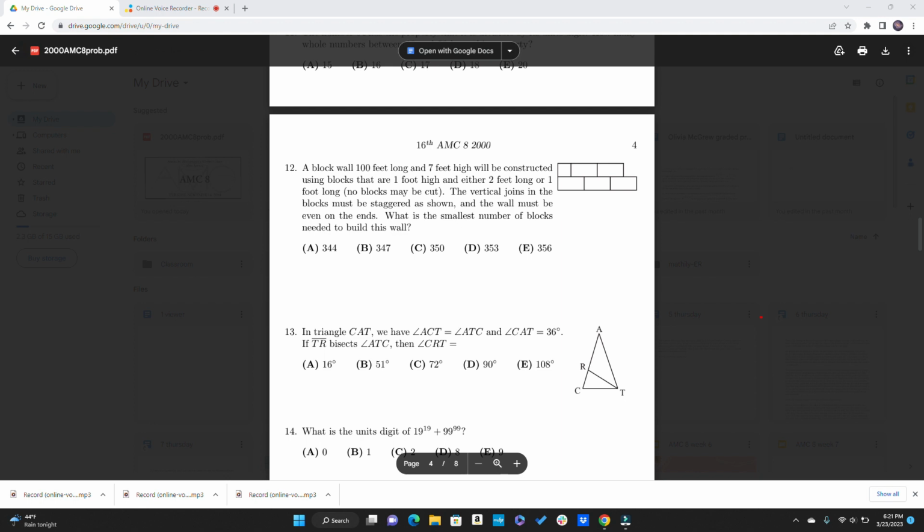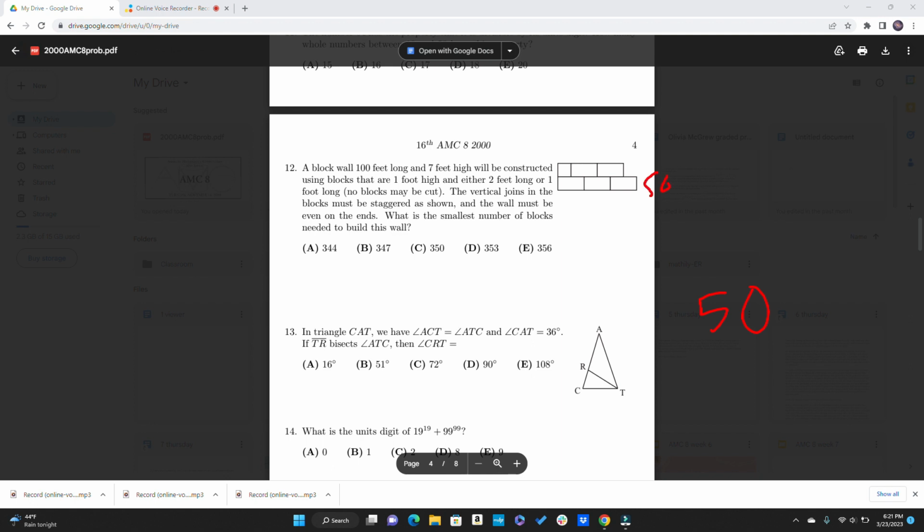So let's say the bottom one uses only the big blocks, right? So those are 2 feet long, and we want a wall that's 100 feet long. So that means 100 divided by 2, we'll need 50 blocks for the bottom layer, right? 50 of these.